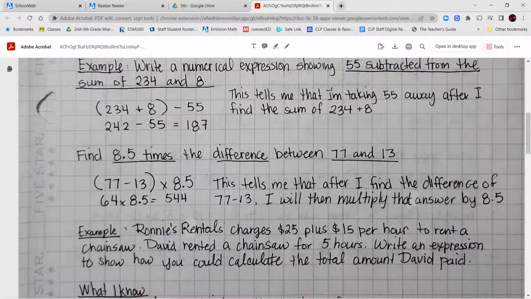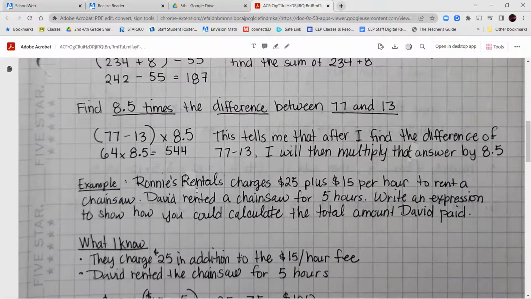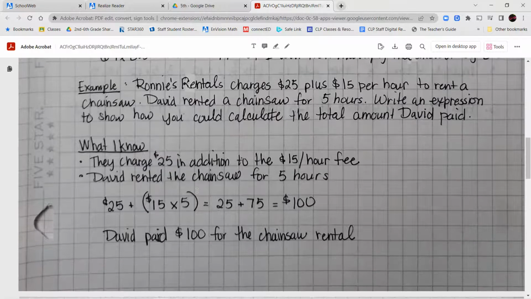So the way this question is set up is like the other one. It's 8.5 times. So after I find the difference of 77 and 13, then I'm going to multiply that answer by 8.5. All right, let's look at some more examples.